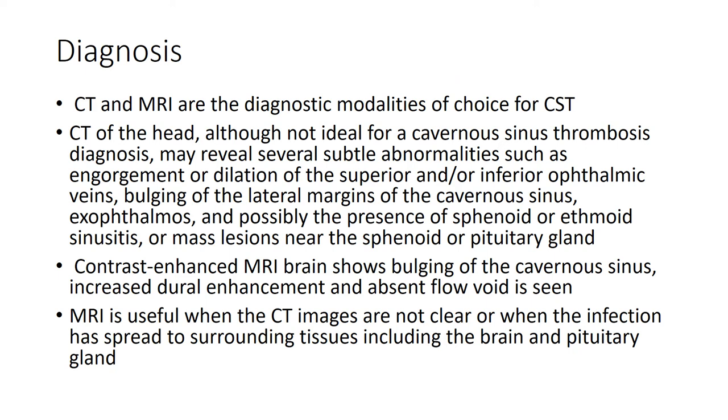Diagnosis of cavernous sinus thrombosis. CT scan and MRI are the diagnostic modalities of choice for cavernous sinus thrombosis. CT scan of the head, although it is not ideal for diagnosis, may reveal several subtle abnormalities such as engorgement or dilation of the superior and/or inferior ophthalmic vein, and bulging of the lateral margin of the cavernous sinus. It can also show exophthalmos and possibly the presence of sphenoid or ethmoid sinusitis. And it can also show the presence of a mass lesion near the sphenoid or pituitary gland.